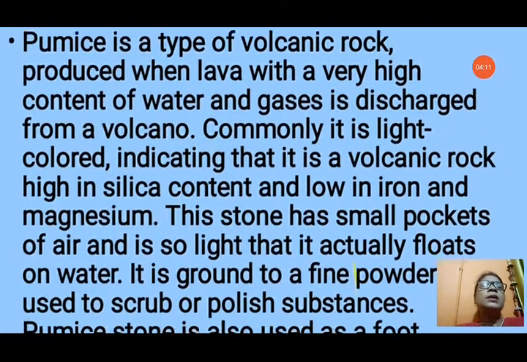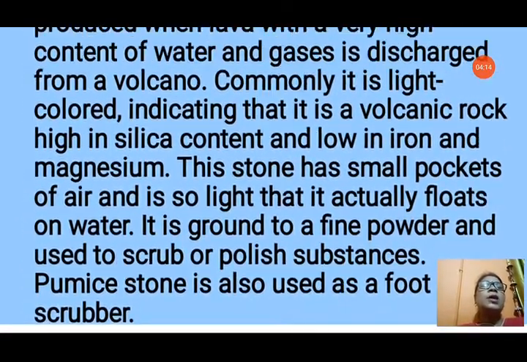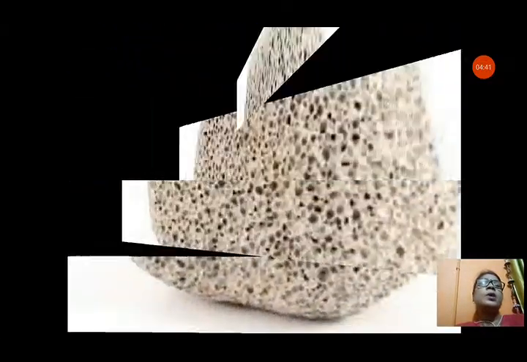Commonly, it is light colored, indicating that it is volcanic rock high in silica content and low in iron and magnesium. This stone has small pockets of air and is so light that it actually floats on water. It has pores because when it cools, the gases escape, leaving the pores. It is ground to fine powder and used as a scrub or polishing substance. Pumice stone is also used as a foot scrubber, and we keep it in our bathroom for removing dead skin from our foot. This is the pumice stone. You can see how many pores there are, which makes the rock very light and it floats on water.